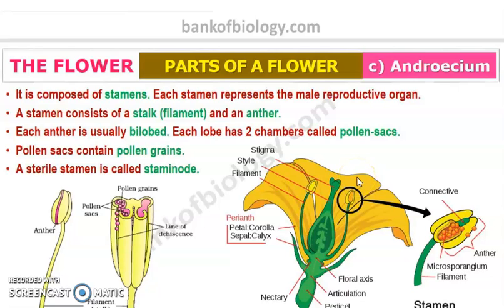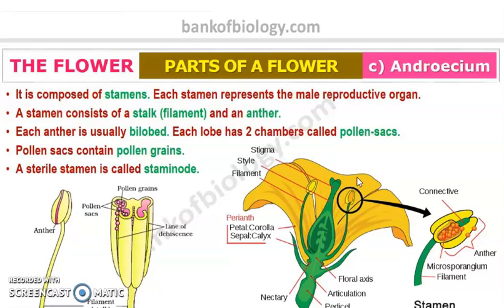I think you are clear with the part we learned in the last class. We studied the calyx and corolla, and we saw the different types of estivation in plants. Along with that, we saw how flowers can be divided based on different characters. Now let us move on to today's part, children.